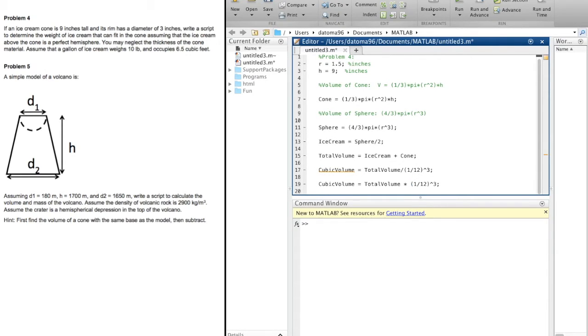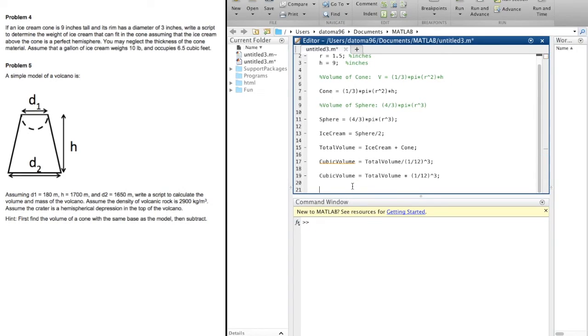And now, remember we were given the info that 10 pounds of ice cream has a volume of 6.5 cubic feet. We have to use proportions to figure out the weight of it, so let's do that. I'm going to call another variable weight of ice cream, and that would be 10 times the cubic volume divided by 6.5, which was given in the problem. And the cubic volume it's going to use is the most recent one, so we want to make sure it's that one. And sure enough it will be.